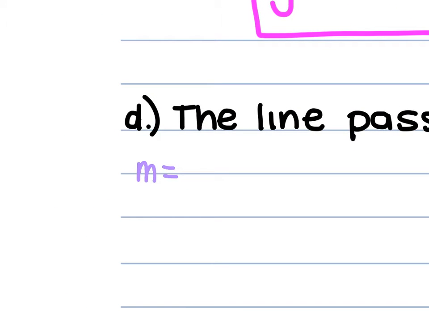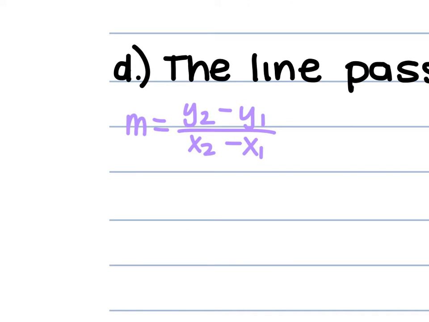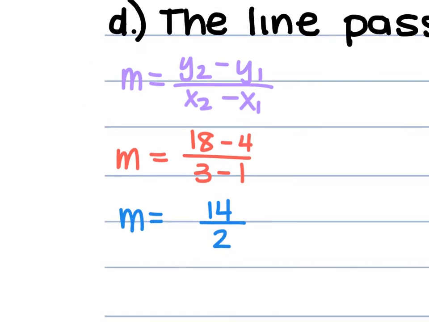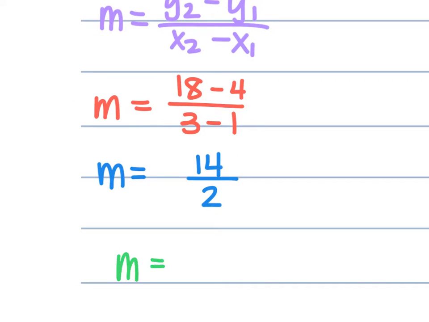M is equal to y2 minus y1 over x2 minus x1. So our slope here, we have the points (1, 4) and (3, 18). So we're going to do 18 minus 4 over 3 minus 1. 18 minus 4 is 14. 3 minus 1 is 2. 14 over 2 is the slope of 7.